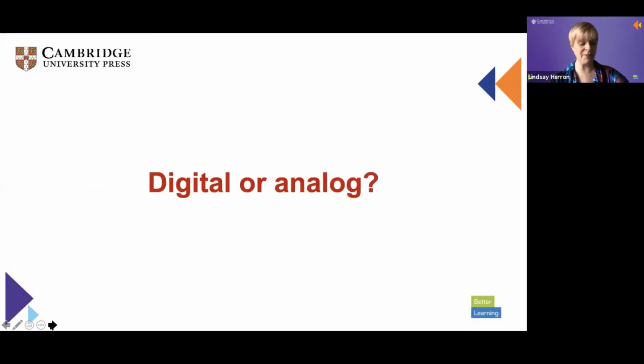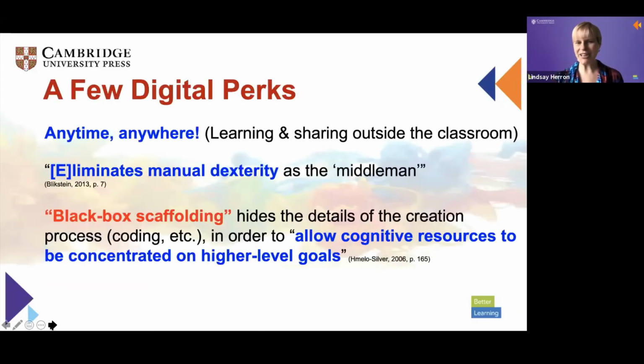So another question you might be wondering is, okay, should it be digital or analog? Digital projects are great because you can make them anytime, anywhere, both making and sharing. It eliminates manual dexterity as the middleman. I can't draw. I'm not very artistic, but look, I can use the computer pretty well. So it doesn't depend on how good you are at art. It depends on your mastery of this other form.